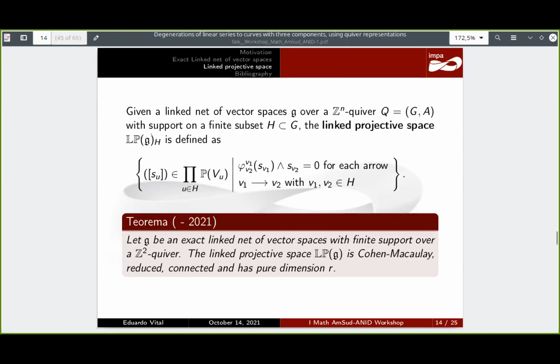When this H has a special property, which is not that very specific, we can omit this H, which we'll do here in this theorem, right? So let G be an exactly linked net of vector spaces with finite support over the Z2 quiver. Then the linked projective space LPG is Cohen-Macaulay, reduced, connected, and has pure dimension R. Essentially, we try to study some geometrical properties of this scheme LPG. And next we give an idea of the proof. What are the steps of the proof of this theorem?